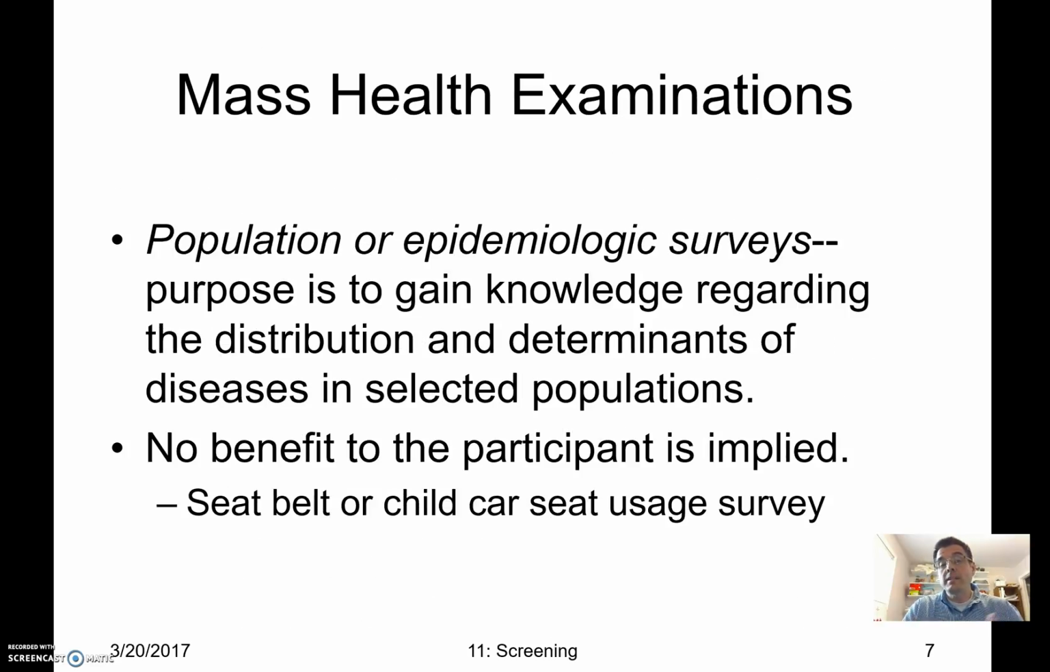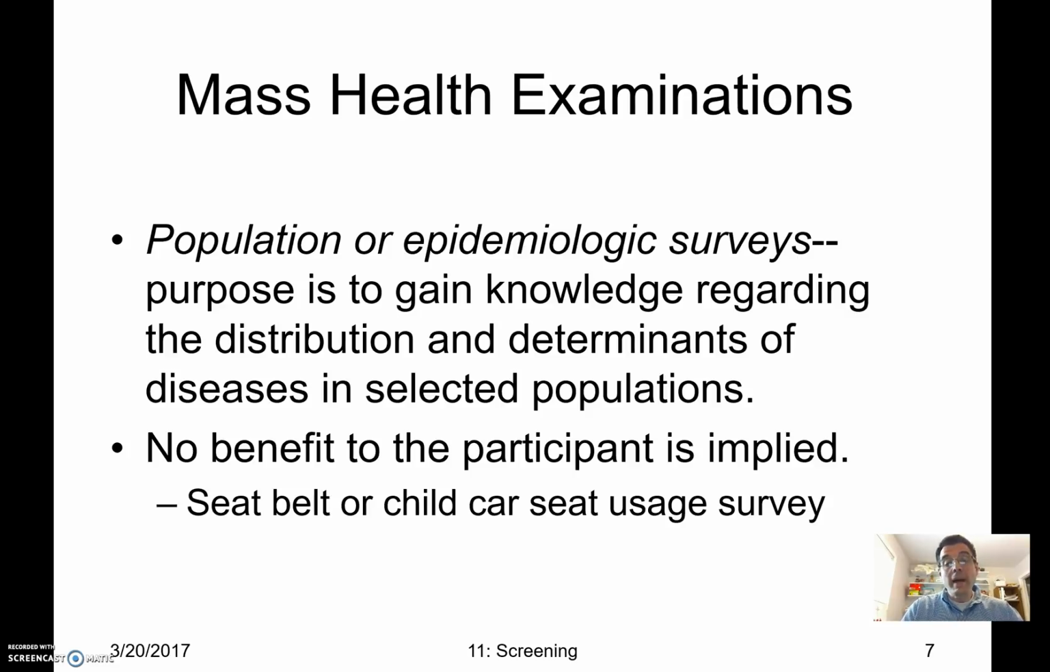I want to spend a couple of minutes talking a little bit more about mass health examinations, and this is based on population or epidemiologic surveys. The purpose behind them is to gain knowledge regarding the distribution and determinants of disease in a selected population. If you remember, we used those terms at the beginning of the semester in the definition of epidemiology, the distribution and determinants of disease. So we have screening tests that are used within mass campaigns to try and determine what is the underlying rate of disease within a population that may be at risk.